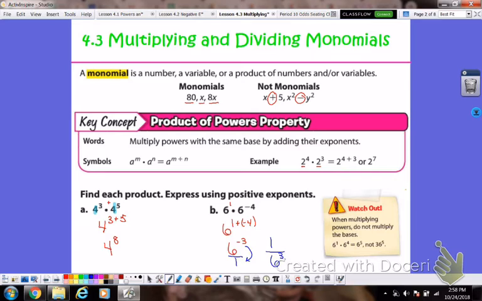A little sticky note here for you, or watch out for this part. When you're multiplying powers, do not multiply the bases. Notice the bases stayed the same each time. We started with a 4, we ended with a 4. We started with a 6, we ended with a 6 in the denominator there. So bases do not get multiplied.